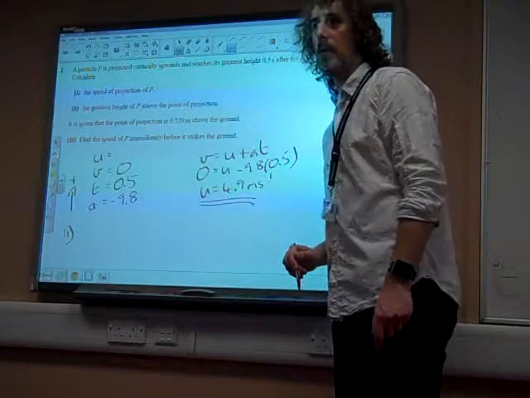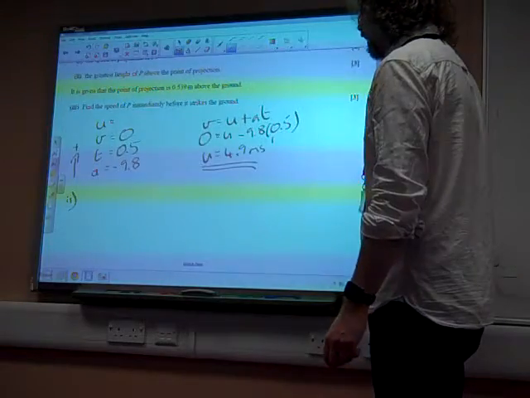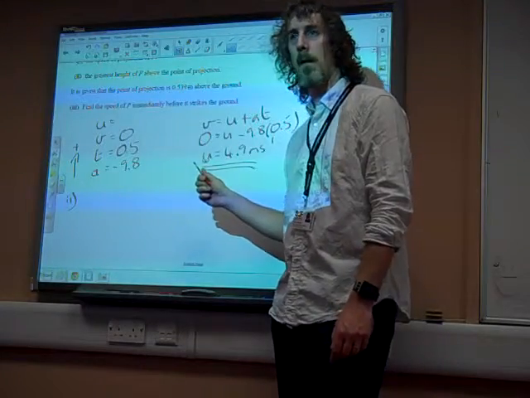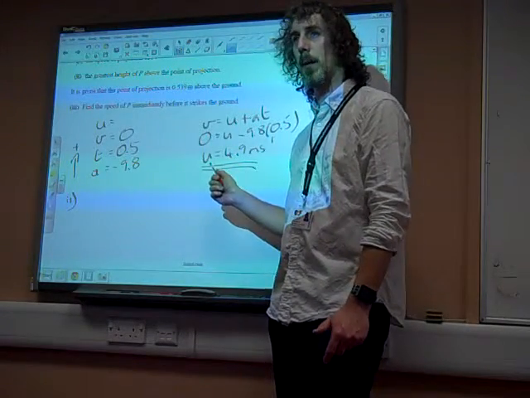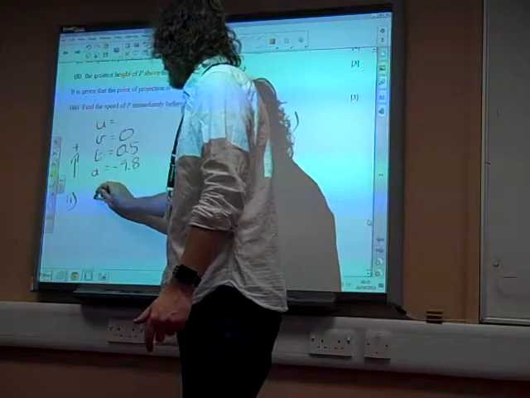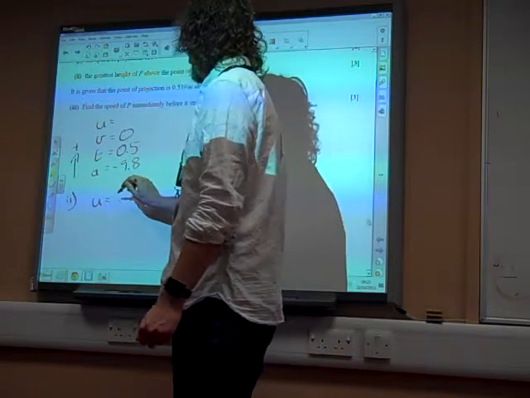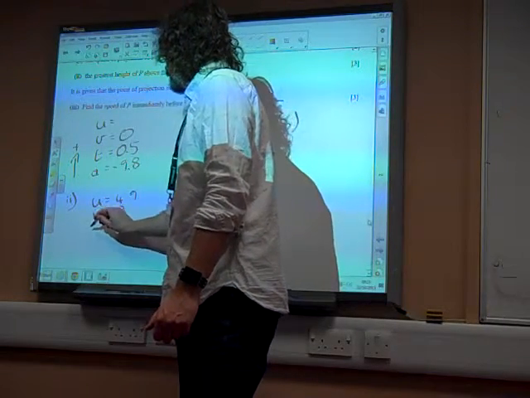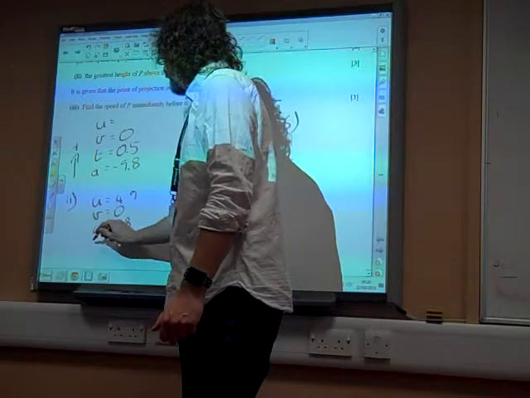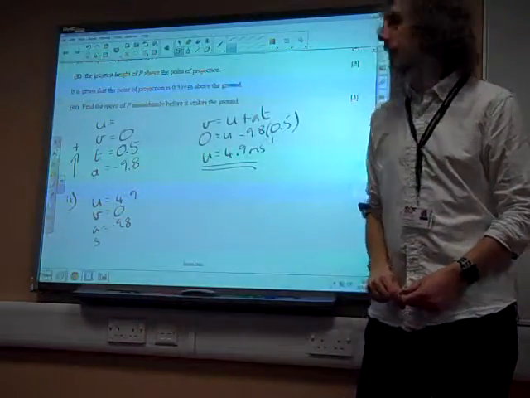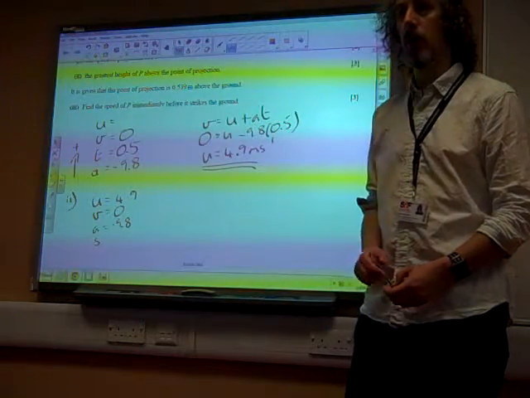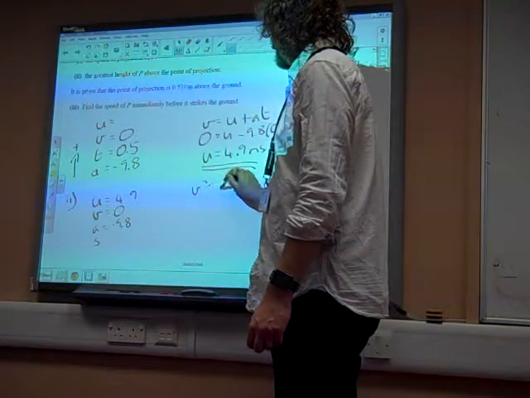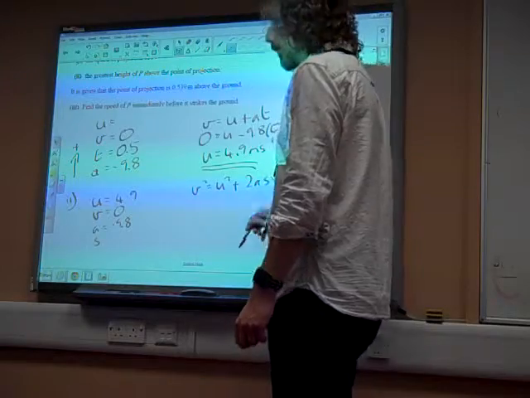So part 2, we're now going to use some of this information again, and we can use whatever we want. I think we can always try and do this without using a value we've already found, but I think we're pretty confident we've got the right value there. So shall we use that, because it seems sensible to use U as being 4.9, V is 0, A is minus 9.8, and we want to find S, and S is the height above the point of projection. So this is going to be V squared is U squared plus 2AS.